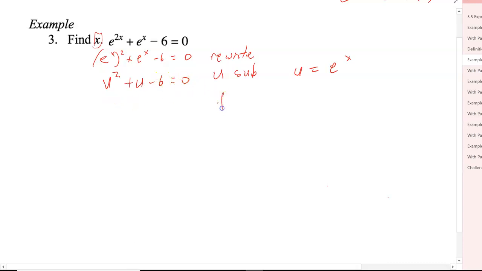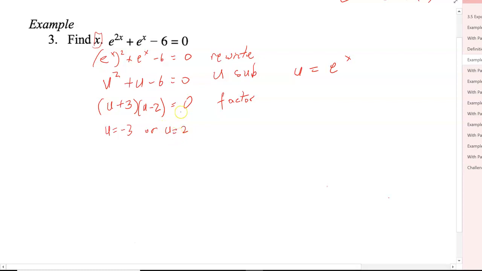Then we can try to factor this. If it cannot be factored, a go-to method is the quadratic formula. So this is going to be u plus 3 times u minus 2 equals 0. If we solve, u plus 3 equals 0 means that u equals negative 3, or u minus 2 equals 0 means that u equals 2.